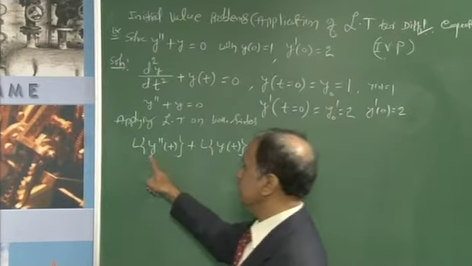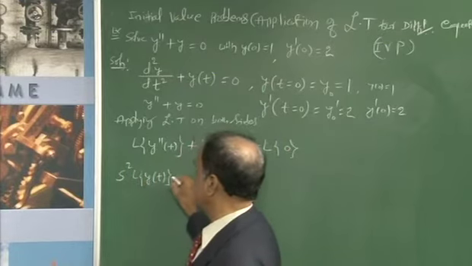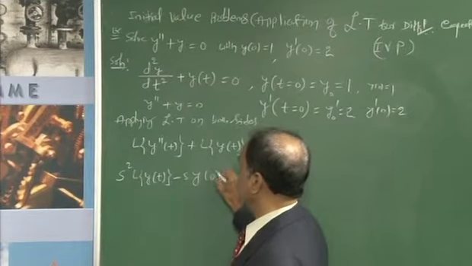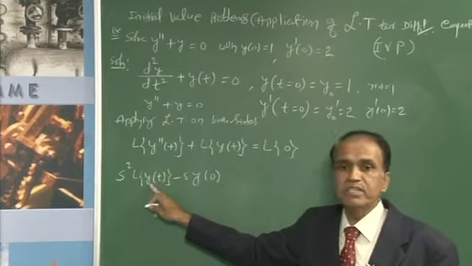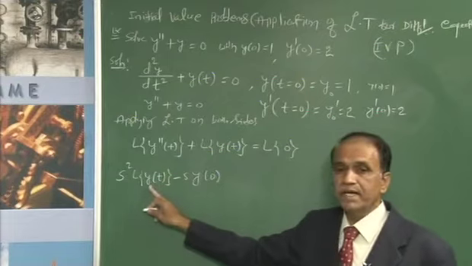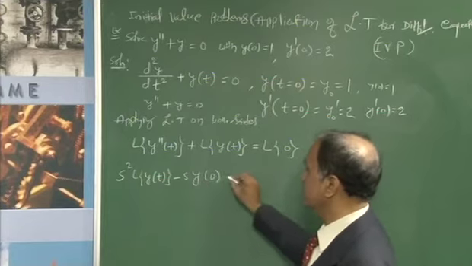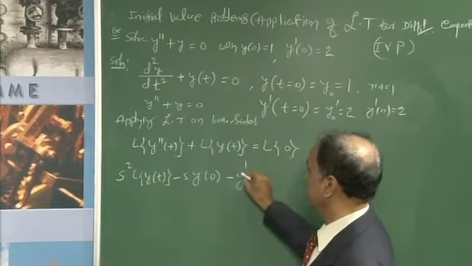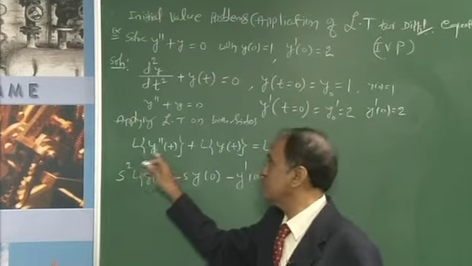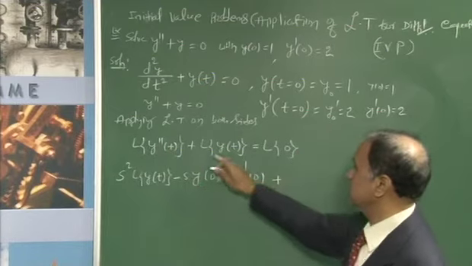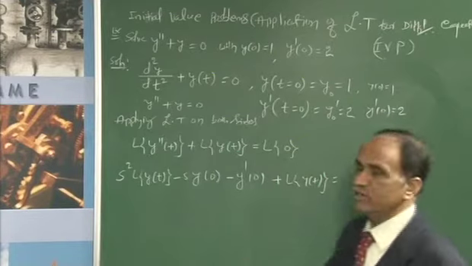Then the expression takes this form: s square L of y of t minus s into y of 0 minus y dash of 0. You have studied this in the form of f, and wherever f is there, you write the functional value, here y of t, y of 0, y dash of 0. These three terms are due to application of Laplace for the second order derivative. Then L of y of t remains as it is, equal to, what is the value of L of 0?